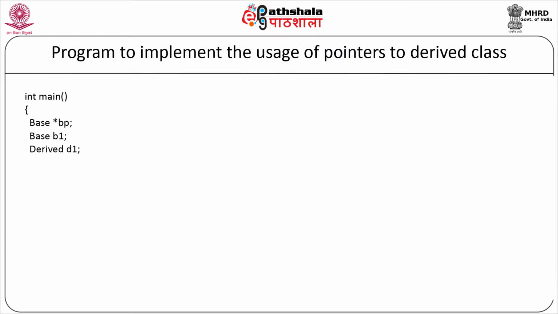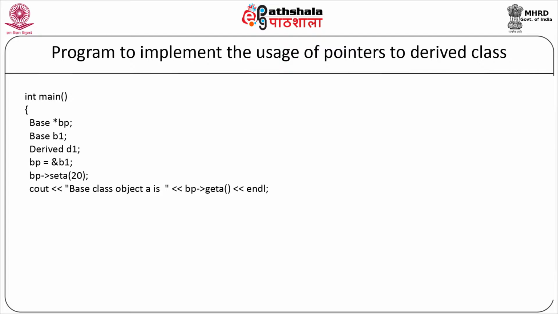Now we will assign the base class pointer to a base class object. Just see these lines very carefully. BP is equal to ampersand B1. So here BP is a base class pointer which is assigned the address of B1, which is a base class object. BP arrow seta 20. So it will call the member function of base class seta. Cout base class object a is BP arrow geta endl. It will display the value of a on the screen.